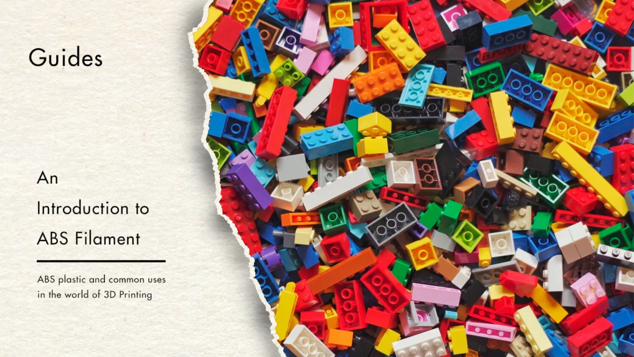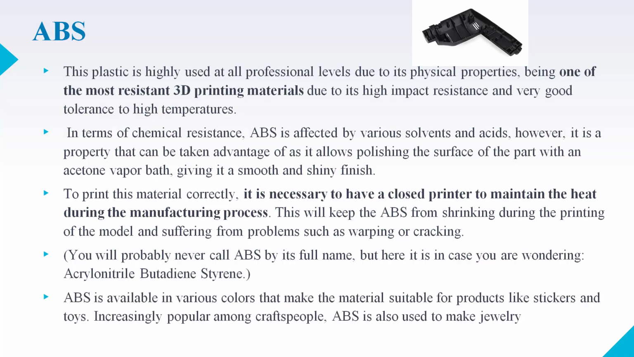Another thing we need to understand about ABS type of material is that preheating of the bed is also required. The full form of ABS is acrylonitrile butadiene styrene, and ABS is also available in various colors that make the material suitable for products like stickers and toys. Increasingly popular among craftspeople, ABS is also used to make jewelry.